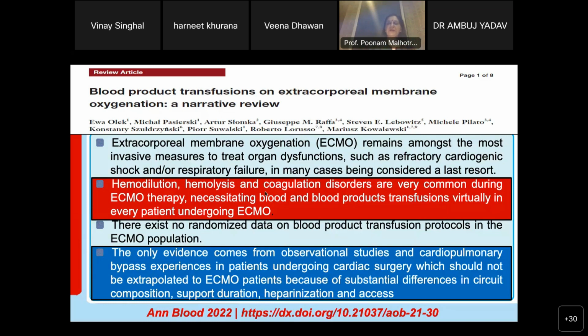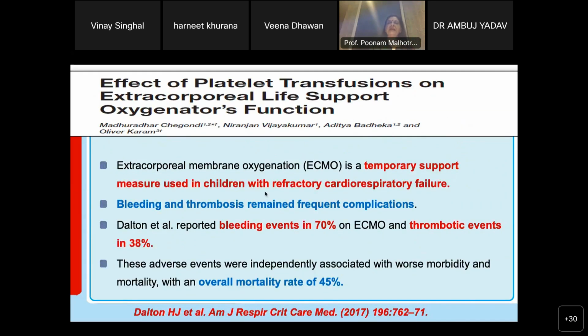Next, please. So therefore, we need to have guidelines, and these randomized control trials need to increase. Dalton et al. reported bleeding events to the tune of 70% on ECMO and thrombotic events to the tune of 38%.